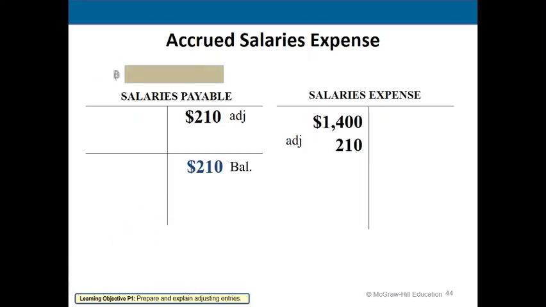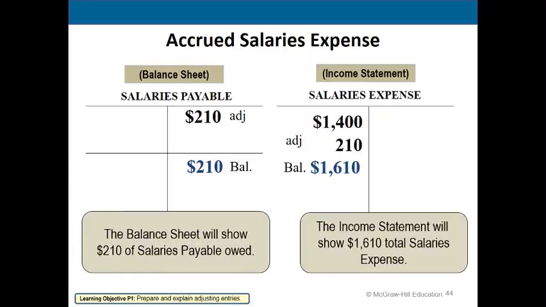And again, if you don't do this, you're going to have your liabilities section understated. You're going to have your expense accounts understated. Therefore, net income will be overstated for the year.